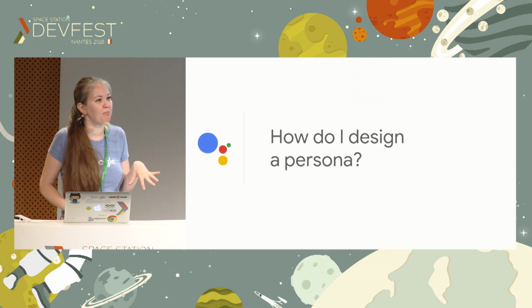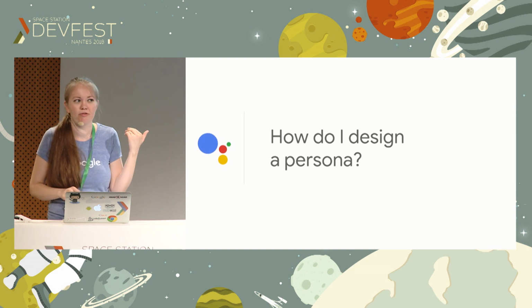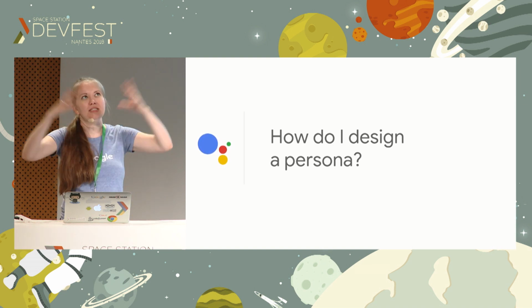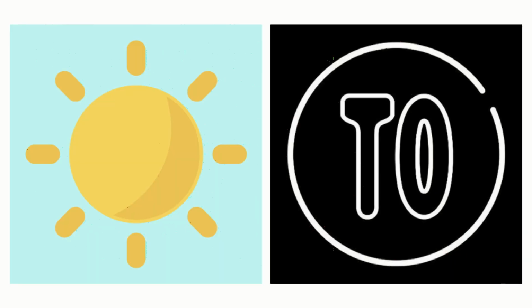So how do I design a persona? I wanted to make it as specific as possible. I took one of my apps to actually show you, instead of just telling you about a hypothetical app which doesn't exist. So I took 2 apps.